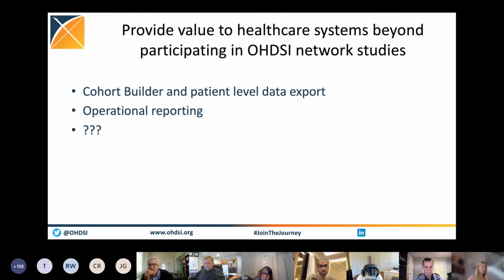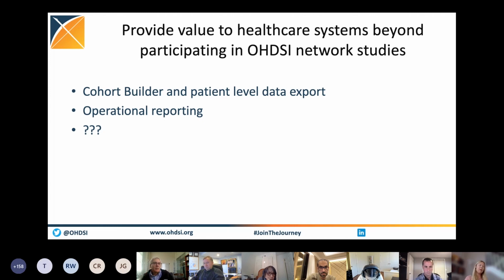And then our third one is to provide value to healthcare systems beyond participating in OHDSI network studies. This objective is a little bit trickier for us, and we would really appreciate some community feedback on our key results. The first key result, which has been discussed a lot in the forums and also within the working group, is some type of cohort builder with patient level data export. So Atlas can build your cohorts for you, but you can't pull patient level data out of that for use in machine learning, AI, anything like that. So that's been a topic of discussion recently.